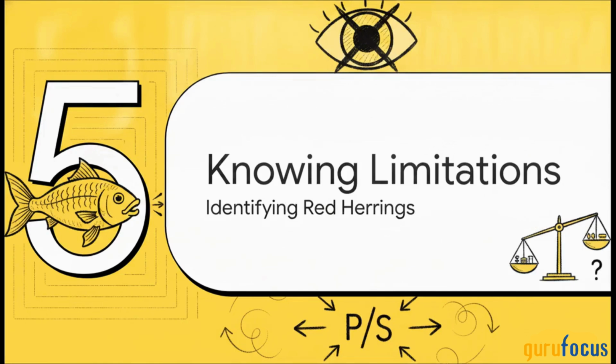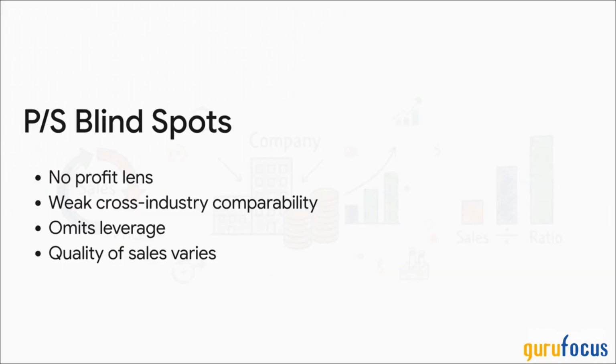Finally, Part 5, knowing the limitations, identifying red herrings. To be completely objective in our analysis, we absolutely must acknowledge the blind spots of the PS ratio. So the crucial point is this: not all revenue dollars are created equal. Let's fire through these dangers quickly. First, PS has no profit lens. A cheap PS is a total value trap if the margins are bleeding cash.